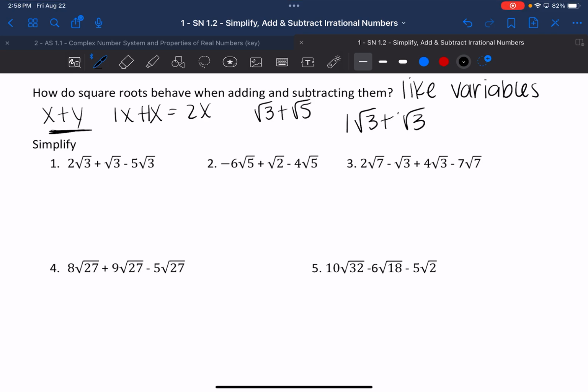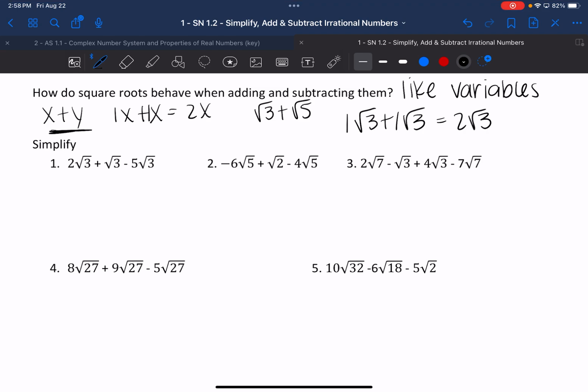I add their understood coefficients, which in this case would be 1, right? 1 plus 1 gives me 2 square root of 3. Okay? We following? Okay. So let's see.